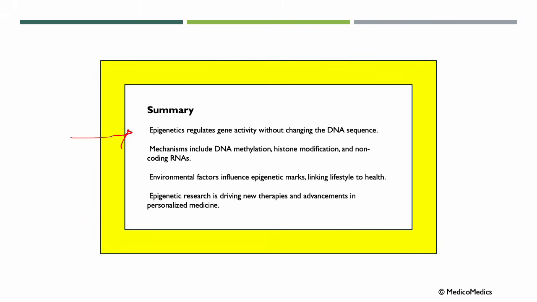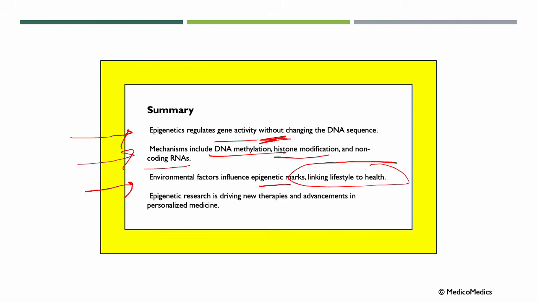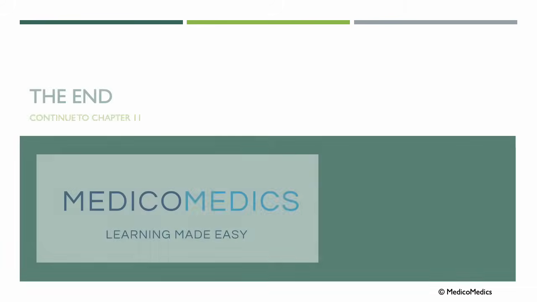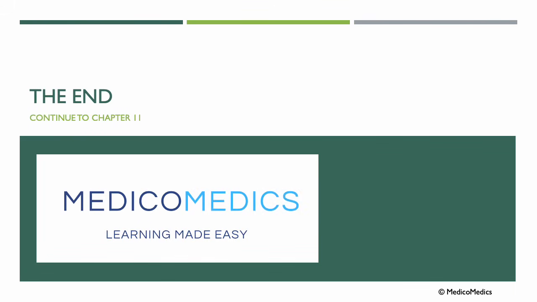So in summary then, epigenetics regulates gene activity without changing the DNA sequence. Mechanisms include DNA methylation, histone modification, and non-coding RNAs. Environmental factors influence epigenetic marks, linking lifestyle to health. And epigenetic research is driving new therapies and advancements in personalized medicine. And that's the end of Chapter 10. Continue now to Chapter 11. Thank you for listening.